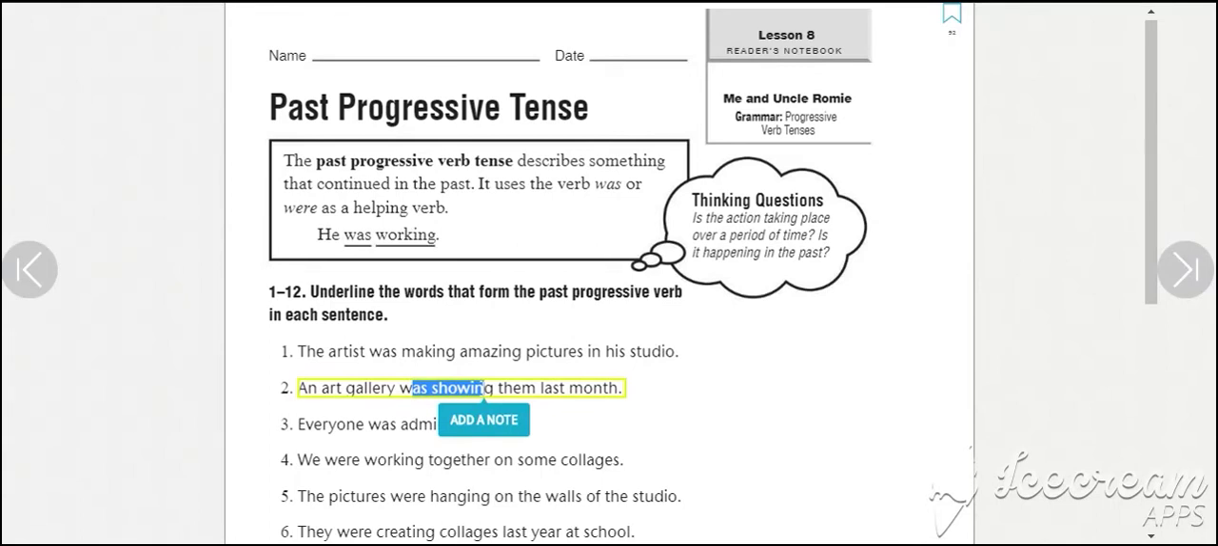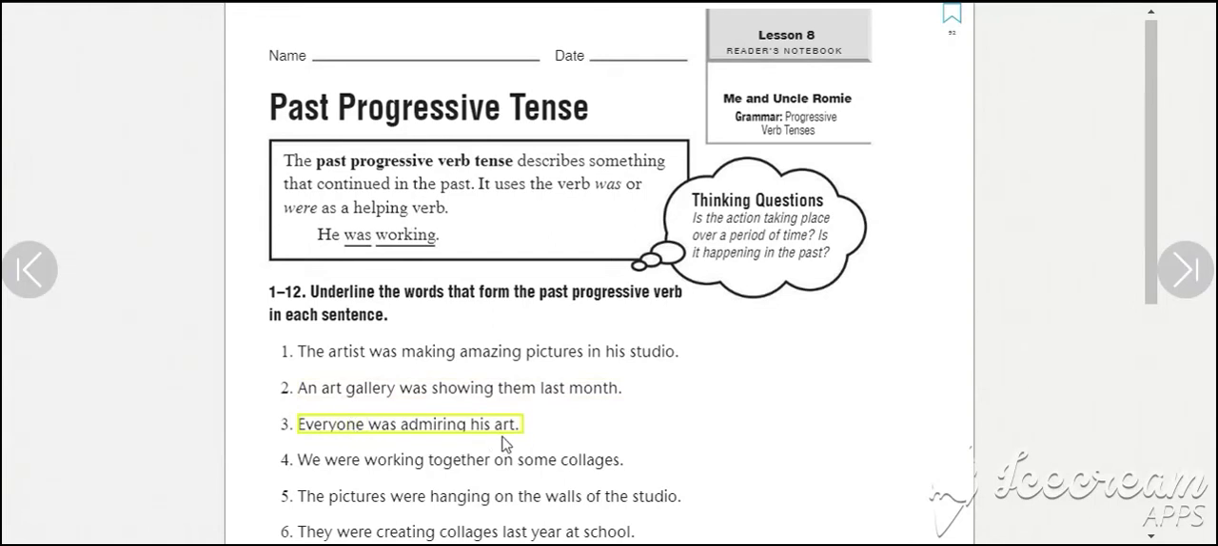Like I was eating cereal when I was young. An action that was continuing, that was in progress, but in the past. It's not related to the present time. Was showing, I have the helping verb was, and then I have showing, the main verb with ing, which means that the action was in progress in the past. Action was continuing in the past.